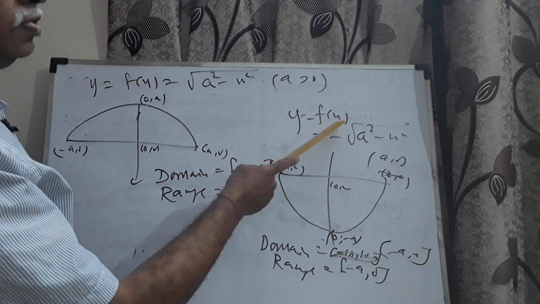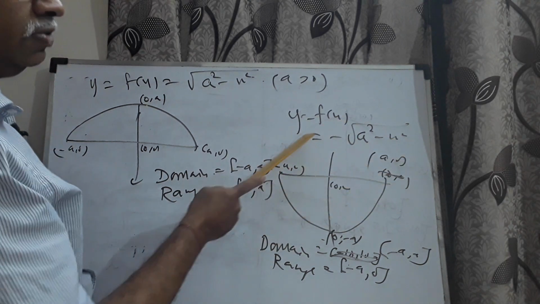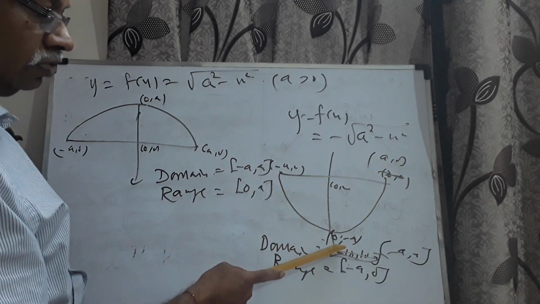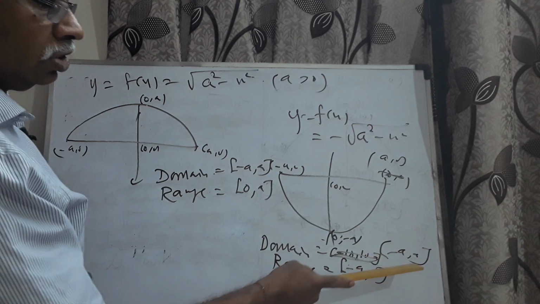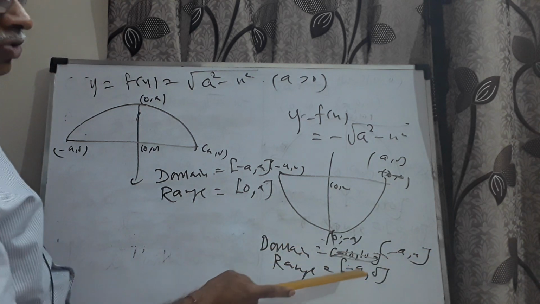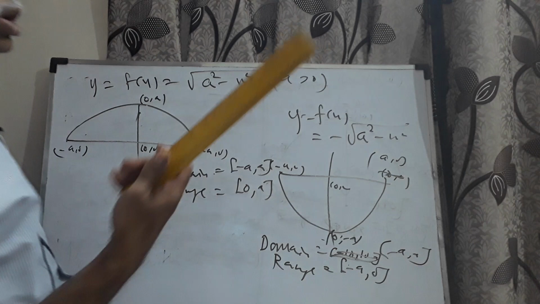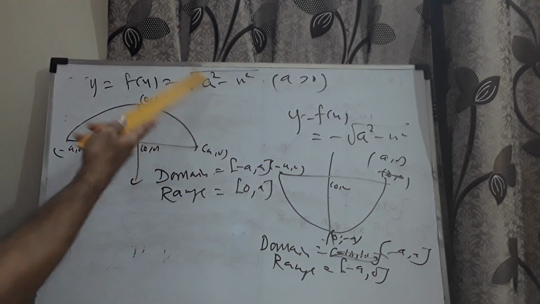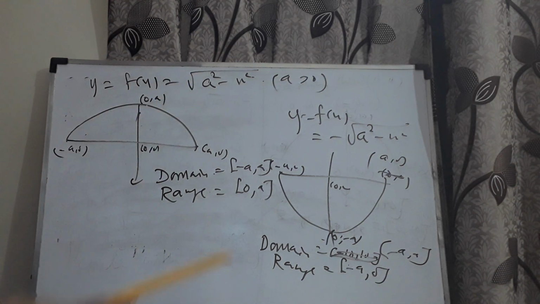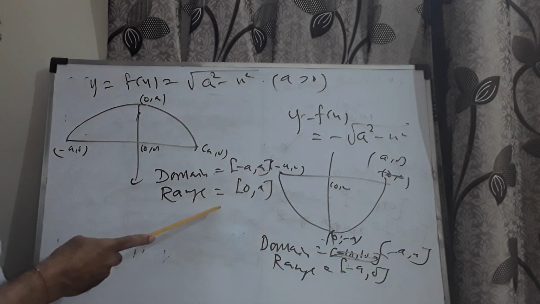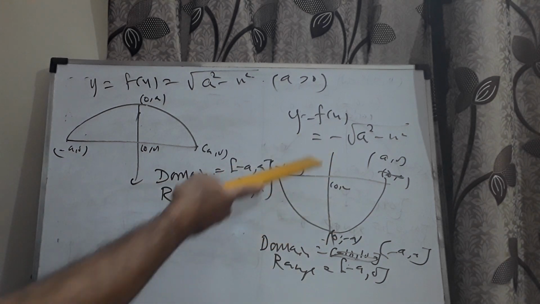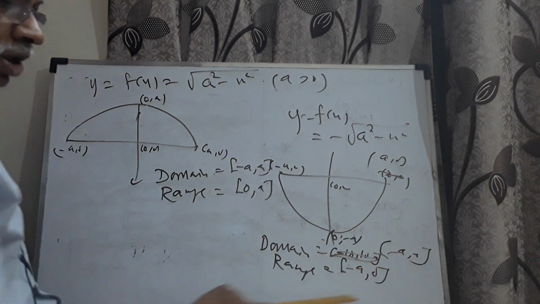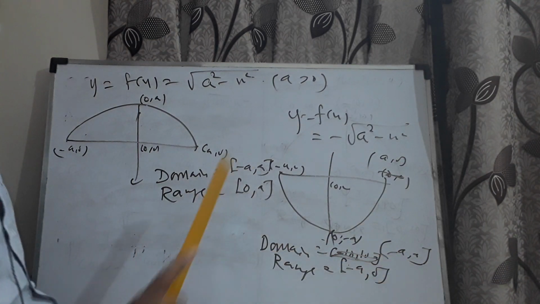Okay, and y is equal to f of x equals minus root of a square minus x square is given. It's the lower half of the circle with center (0, 0), passing through (a, 0), (-a, 0) and (0, -a). The domain here is closed interval [-a, a], and range here is closed interval [-a, 0]. And in the example I have chosen, a is 10. If it is root of 121 minus x square, my domain is closed interval [-11, 11], range is [0, 11]. And here for y is equal to minus root of 121 minus x square, domain is closed interval [-11, 11], and range is [-11, 0].